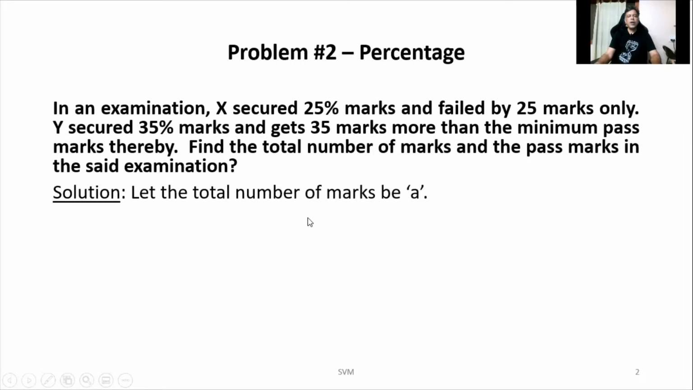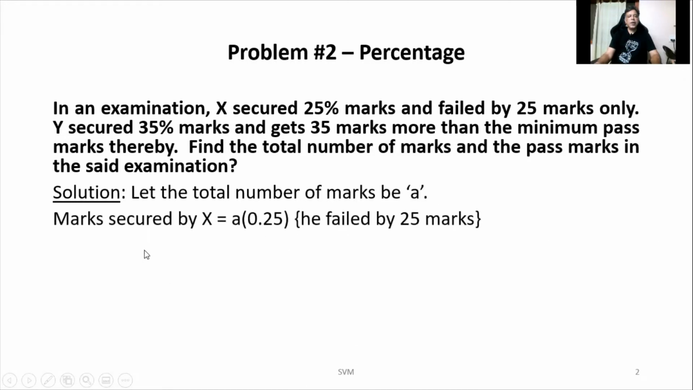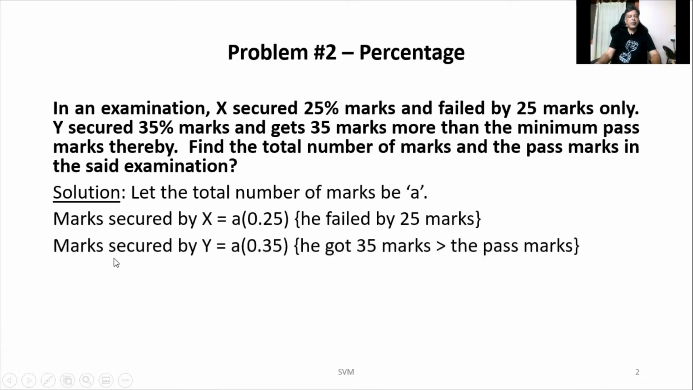Let the total number of marks be small a. Marks secured by X is given as 25% marks, that means A times 0.25, and it says that he failed by 25 marks. Marks secured by Y is given as 35% marks, which means A times 0.35, and it says he gets 35 marks more than the minimum pass marks. So he got 35 marks greater than the pass marks.